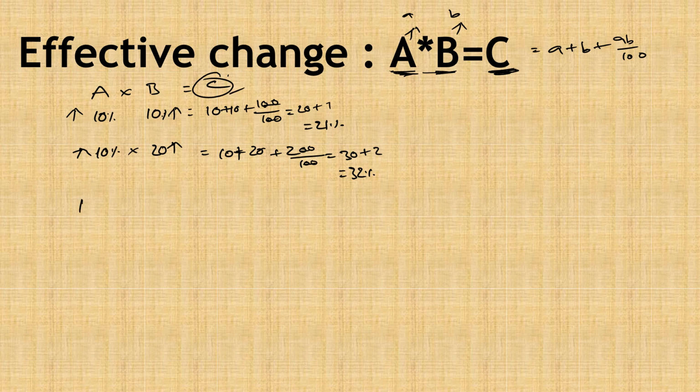And if a number is increased by 30% and the other number B is decreased by 10%, the effective change in the number C is 30 minus 10 plus 30 into minus 10 divided by 100. 30 minus 10, that is 20, plus 30 into minus 10, that is minus 300 divided by 100. 2 zeros get cancelled. What will we get? 20 minus 3, that is 17. 17% is the effective change in the number.